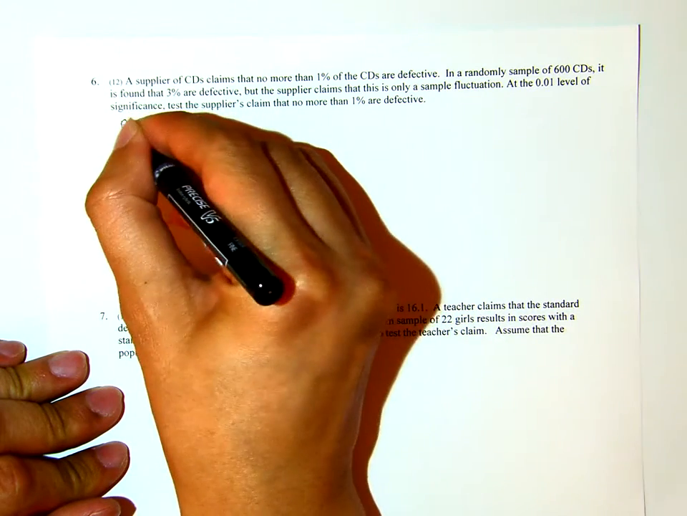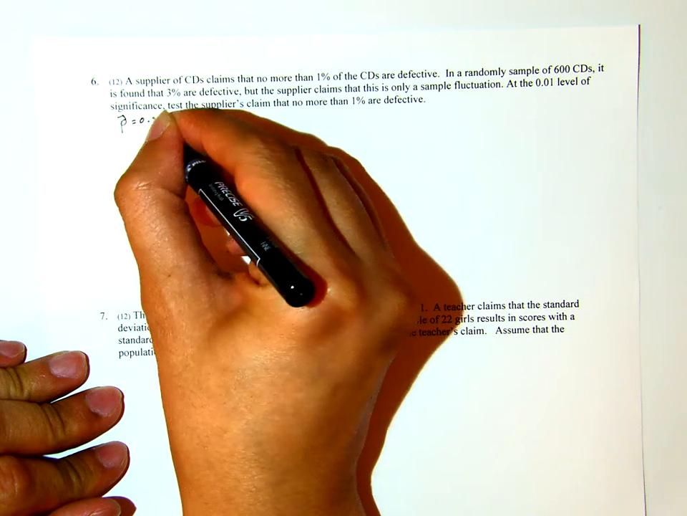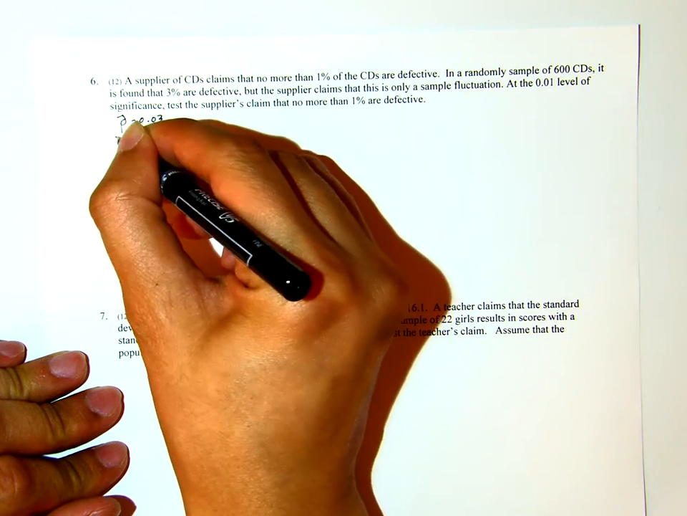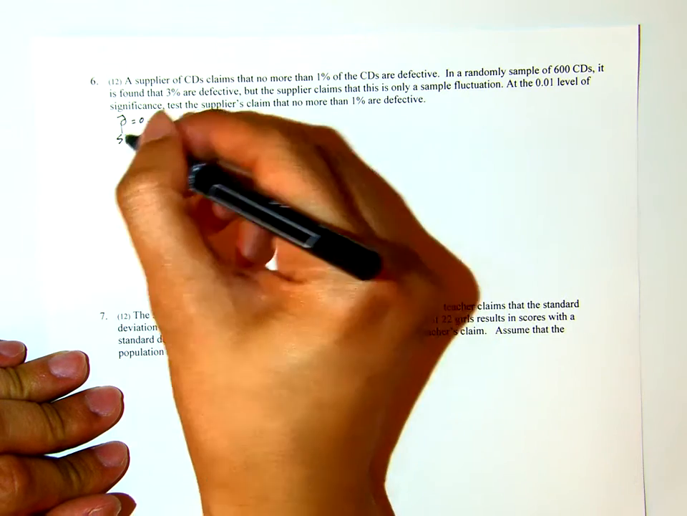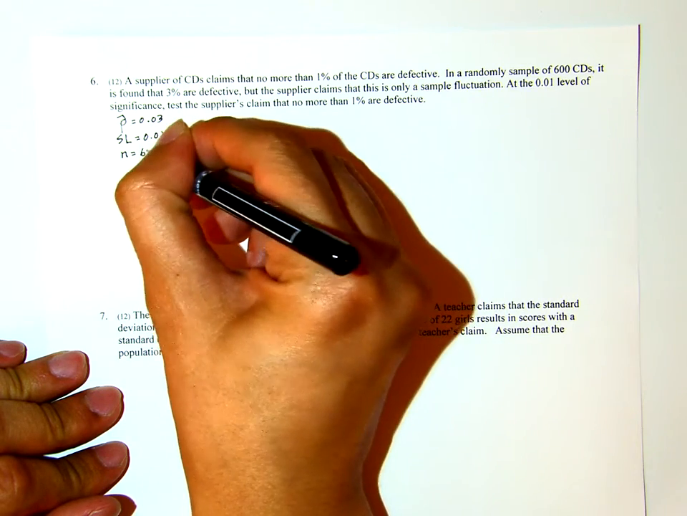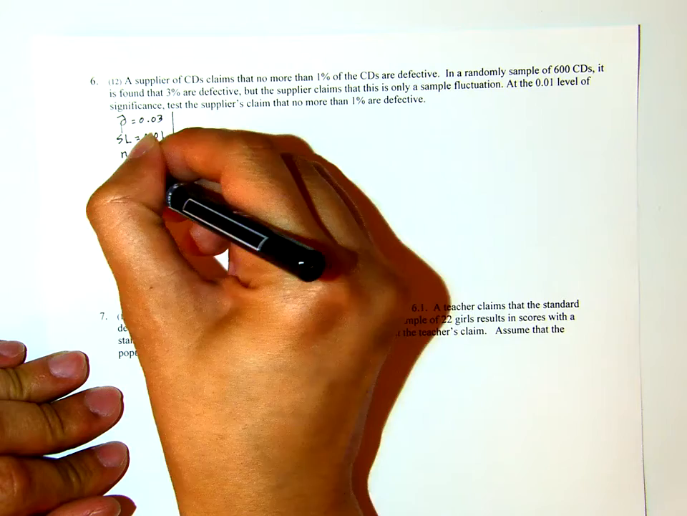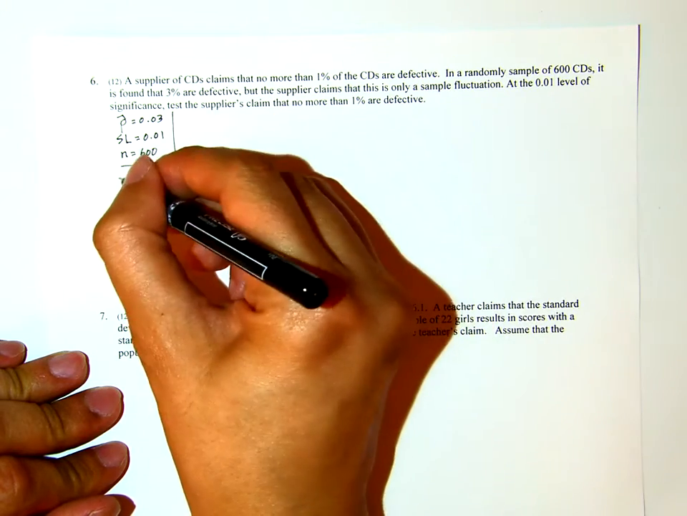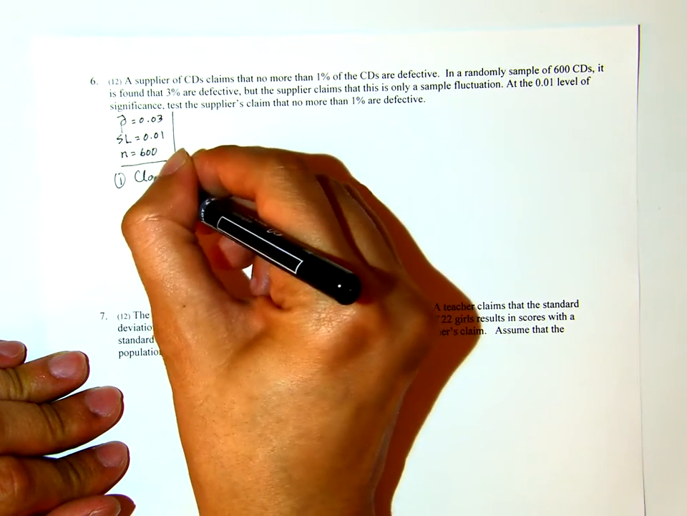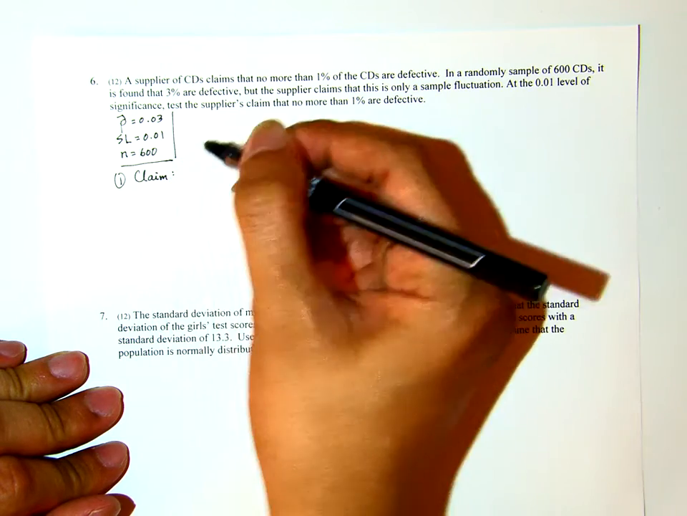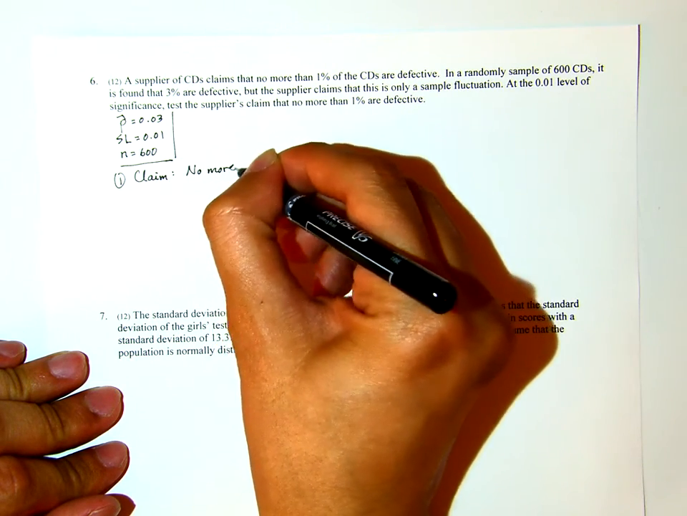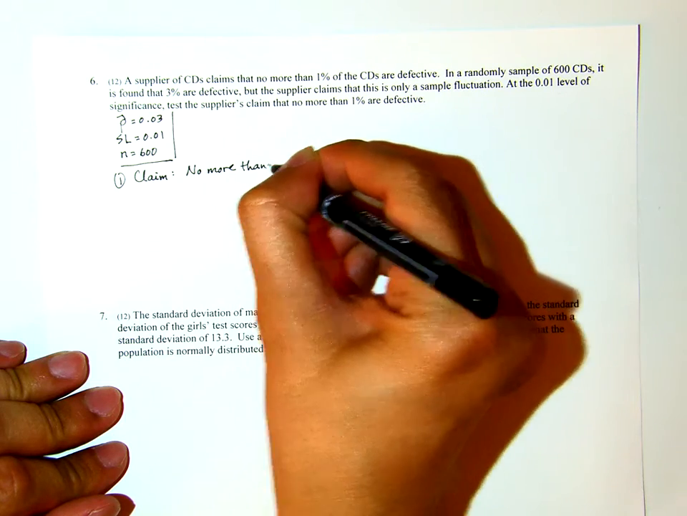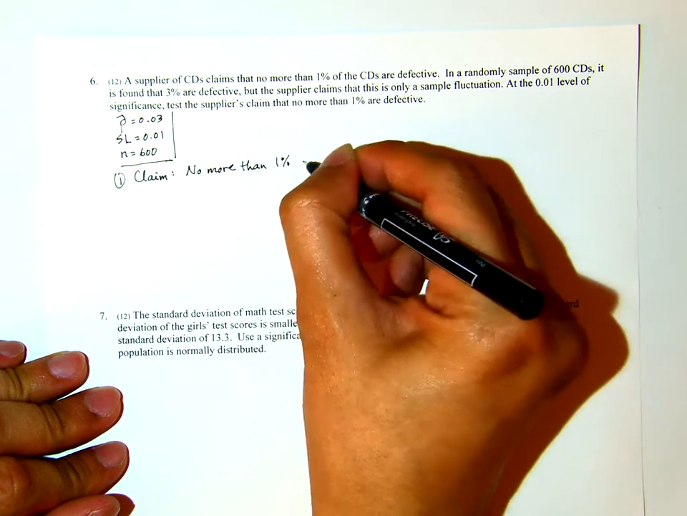Now you see that p hat equals 0.03, and the significance level is 1%. The sample size is 600. Right? Okay, now let's start. The claim is no more than 1% are defective.